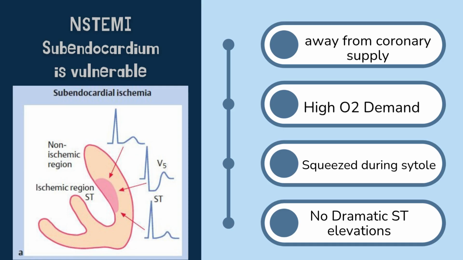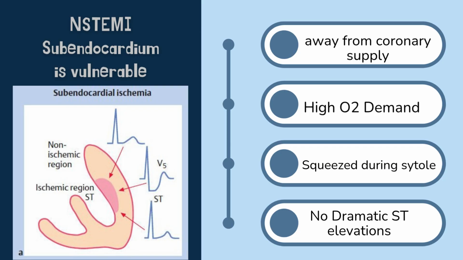Why does the subendocardium get damaged first? Boards love this concept. The subendocardium is the most vulnerable because it's furthest away from coronary supply, it has the highest oxygen demand, and it is squeezed the most during systole. That makes it the first to die when the flow drops.